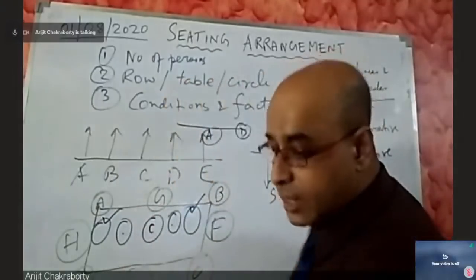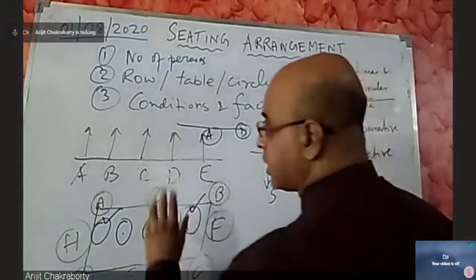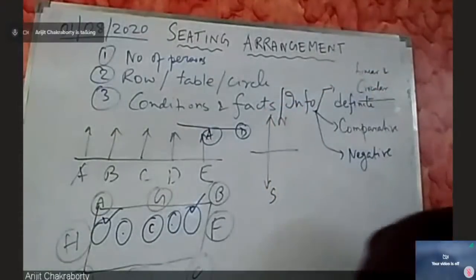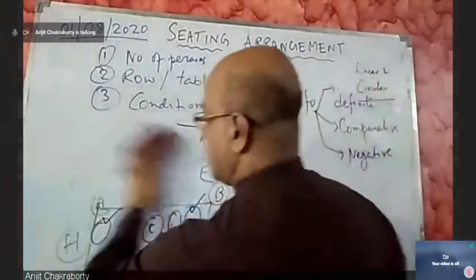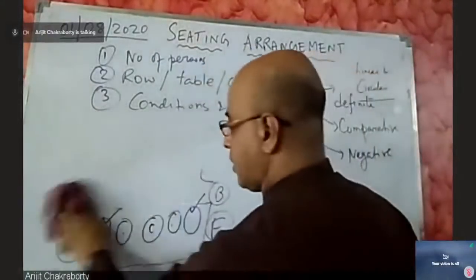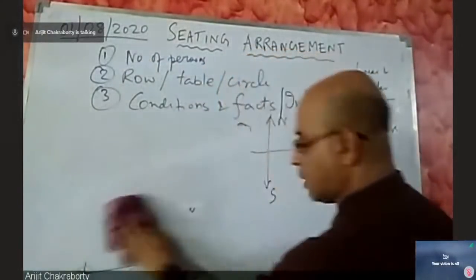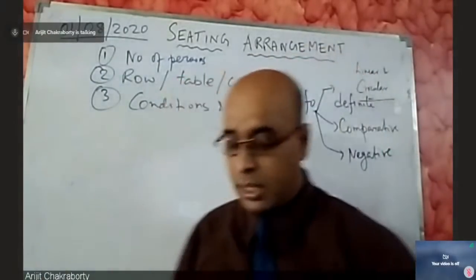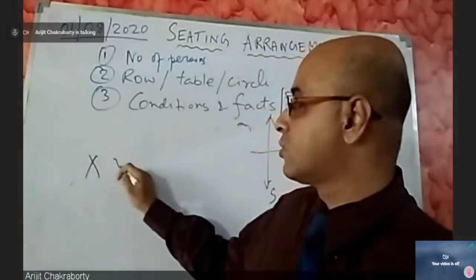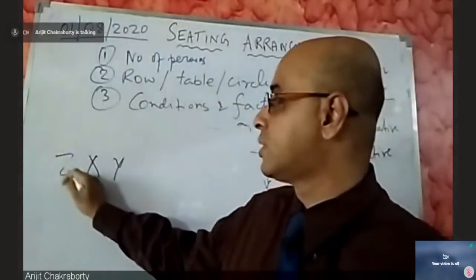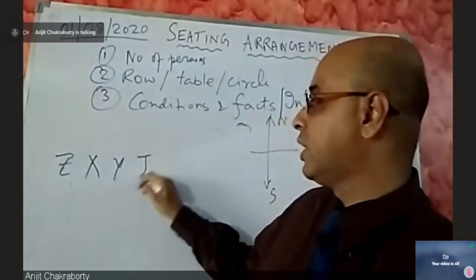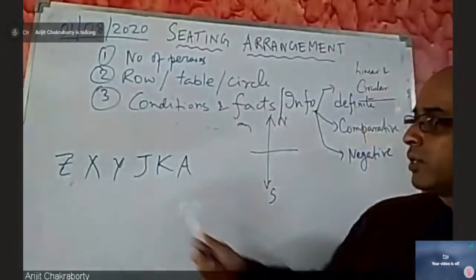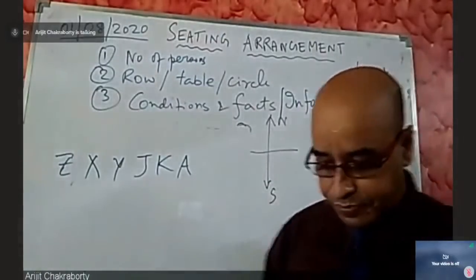Also, if I say, I'm just drawing a small diagram here, and let's see some of the language. We need to also understand the language of the problems. Say it is like this: X, Y, Z is here, Z, X, Y, J, K, A. Okay. This is the order in which people are sitting in a row.